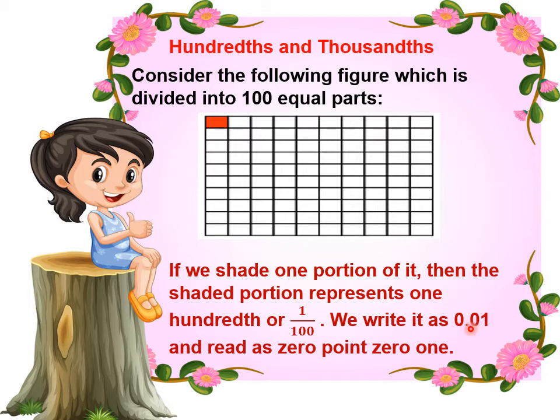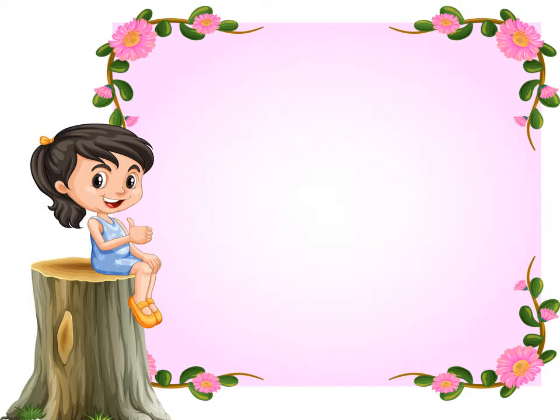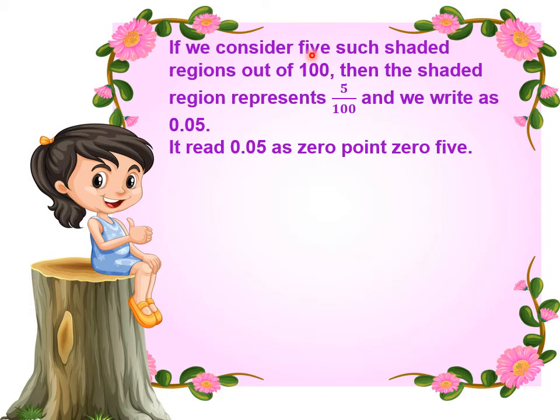So after the decimal point we want 2 digits. So in numerator 1 is there. So we will add 0. So 0.01 and read as 0.01. If we consider 5 shaded parts out of 100 equal parts in the same figure, then the shaded region represents 5 upon 100. So we will write the fraction 5 upon 100 and we write as a decimal 0.05. It reads 0.05.